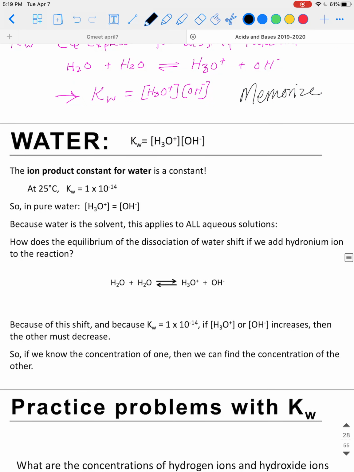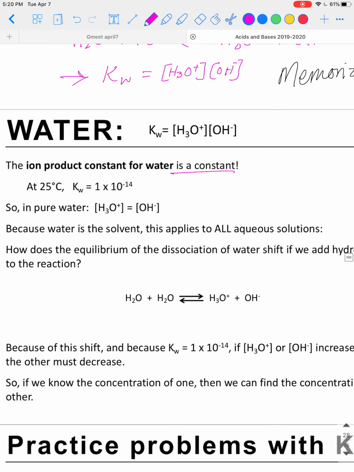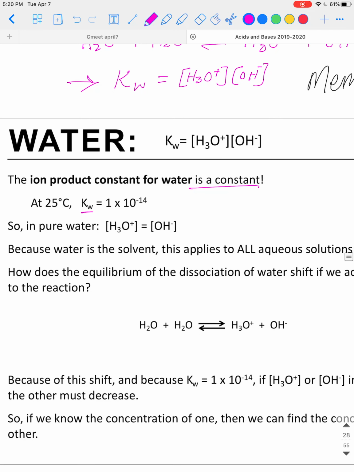Moving on. A little bit more about Kw, and then we're going to practice some problems with it. So remember Kw, we call this the ion product constant for water, and it's a constant, okay? It's a value that does not change. So you ready? Here's the value.